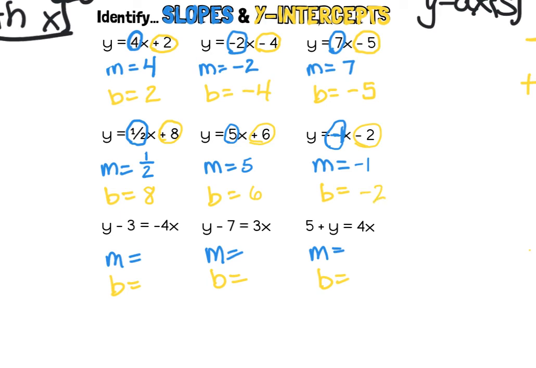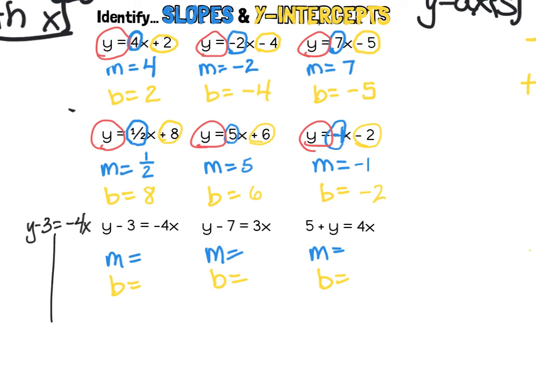All right. So the last 3 equations are a little bit different because in previous equations we were always solved for y. Everything was solved for y, and that's what has to be true in order to be in slope-intercept form. But in these bottom 3 equations, none of these equations equal y. So the first thing that I'm going to have to do is solve each of these equations for y. So what I mean is I'm going to take my equation and try to get y by itself.